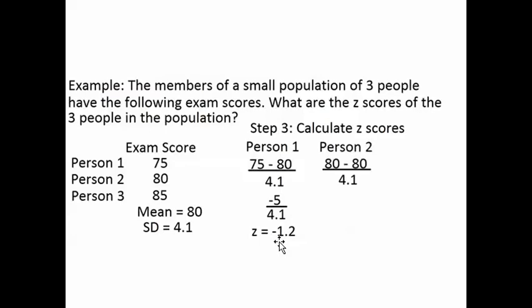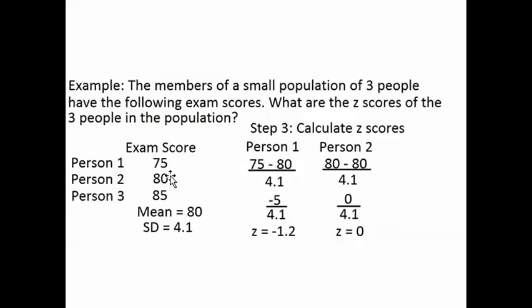To get the second person's z-score, we subtract the mean of 80 from the second person's exam score of 80 and divide by the standard deviation. 80 minus 80 is 0, and 0 divided by 4.1 is just 0. So like I said, a person who's right at the mean will always have a z-score of 0.